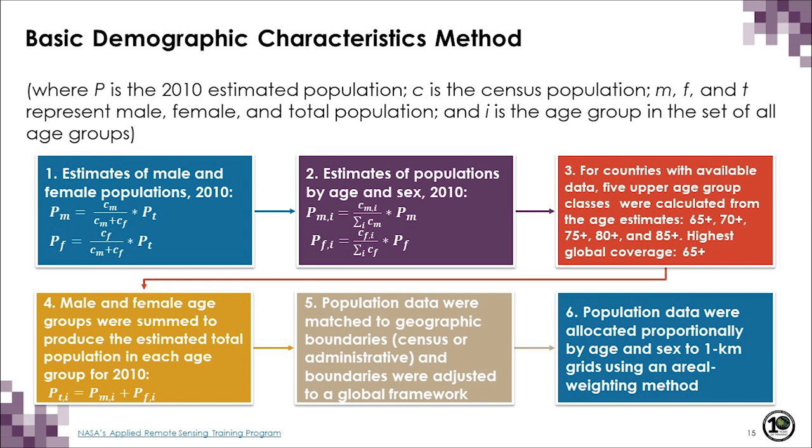After that, male and female age groups were summed to produce the estimated total population in each age group for 2010. Population data were matched to geographic boundaries, census or administrative, and boundaries adjusted to a global framework. Finally, population data were allocated proportionally by age and sex to 1 kilometer grid using an areal weighting method.